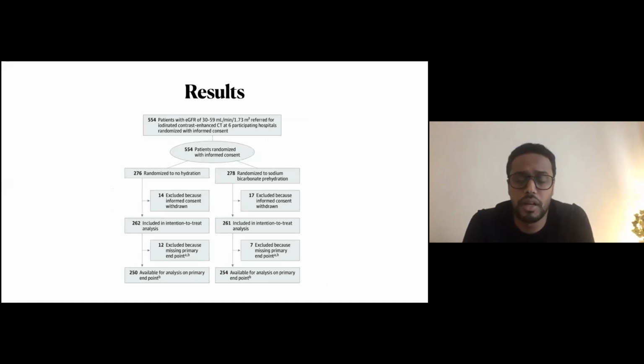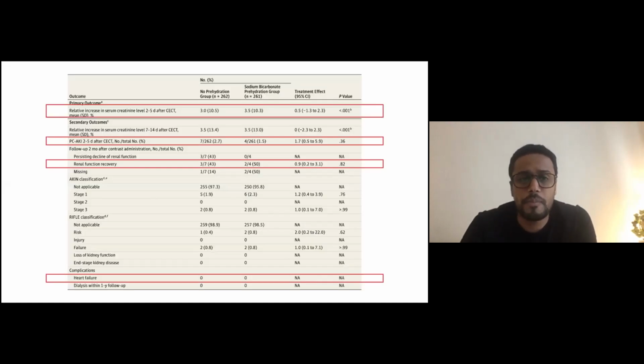sodium bicarb group. For their primary outcome, the relative increase in creat in the prehydration group was 10.5%, and in the sodium bicarbonate group it was 2.3%, which was not statistically significant. There was no statistically significant difference. And for the secondary outcome, as we can see, the post-contrast acute kidney injury was reported at 2.7 in the no prehydration group and 1.5 in the sodium bicarbonate group.